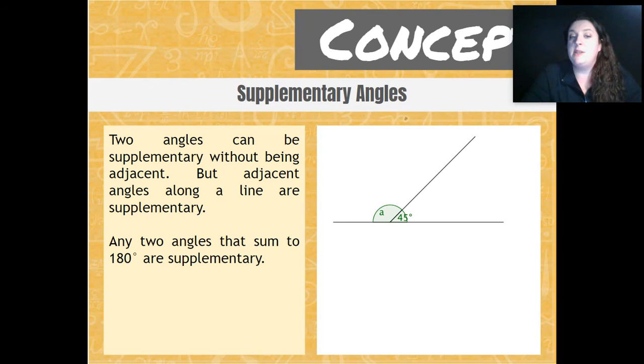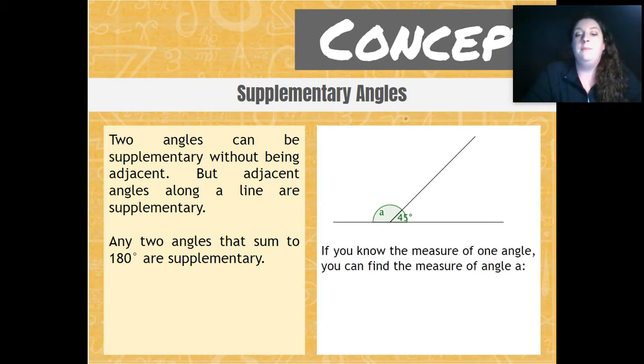So here is our supplementary line with them being adjacent to each other. We know that angle A plus 45 will equal 180 degrees, which means angle A is 135 degrees. But if you know the measure of one angle, you can always find the second angle. We just did that, right?